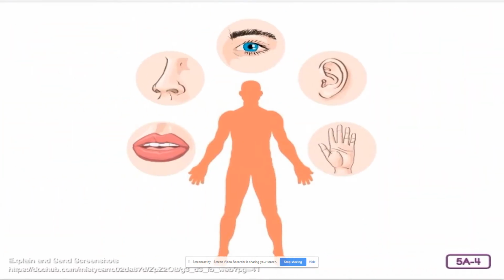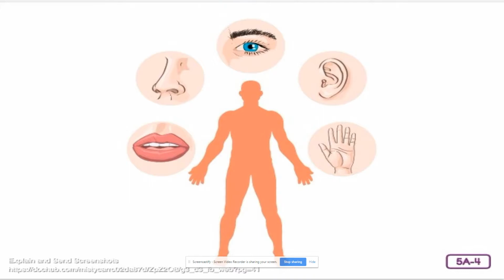Some nerve cells collect messages from parts of your body and from your environment and the world around you. These nerve cells are called receptors. Receptors collect messages through your eyes, ears, nose, tongue, and skin. Each of your 5 senses work with your brain to help you understand the world around you.